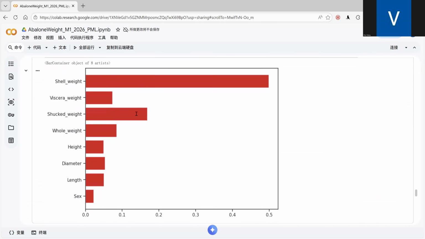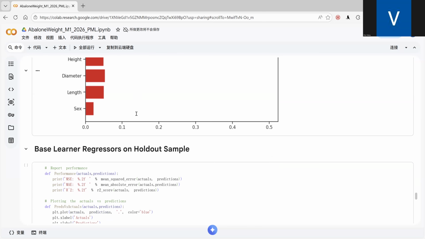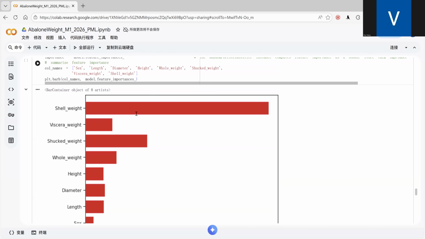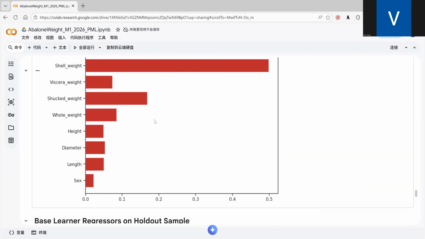Here is the random forest regressor bar chart. It ensembles, reduces variance and provides stable importance, highlighting which size and weight features matter most. So here shell weight is the most important one. And next is shucked weight.